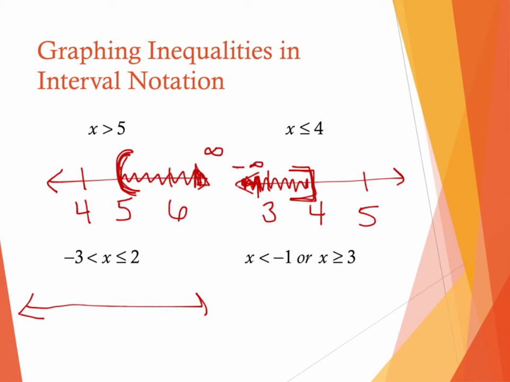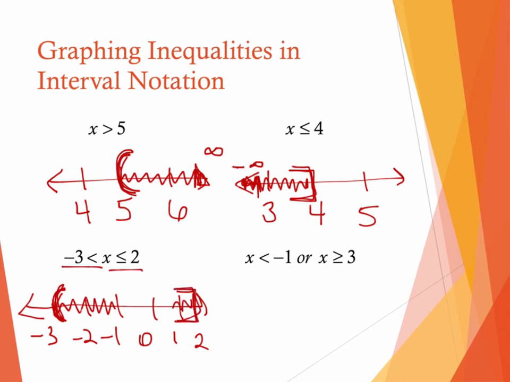Here I have negative 3 to 2. x is greater than negative 3, so that's going to go in this direction. X is less than or equal to 2. That's going to go in this direction, and everything in the middle gets shaded.